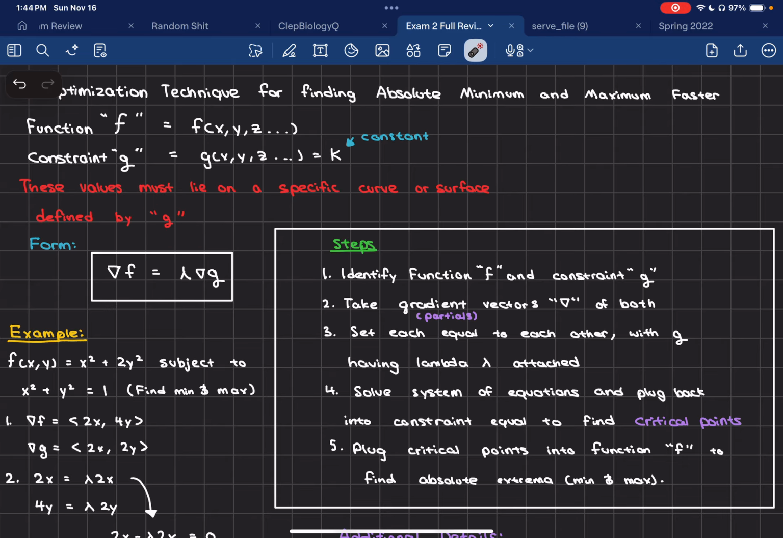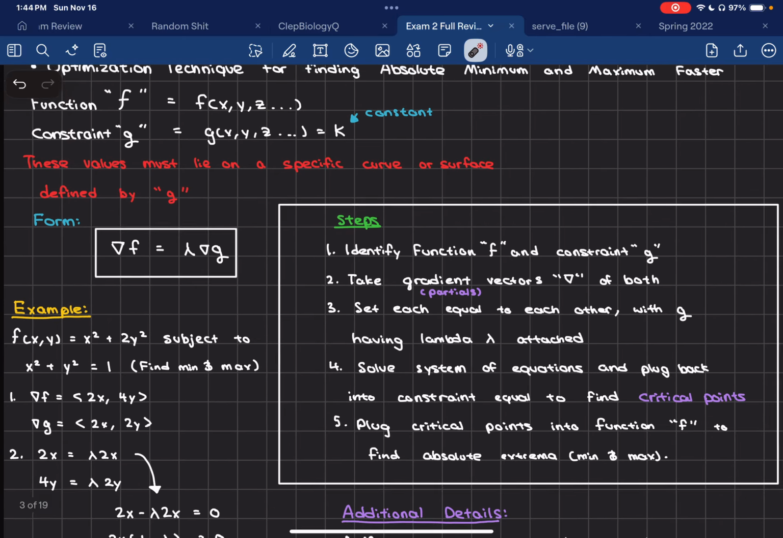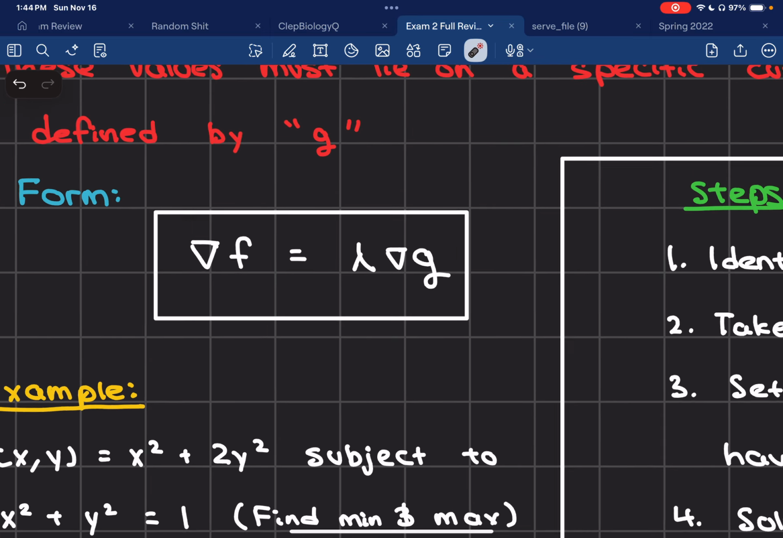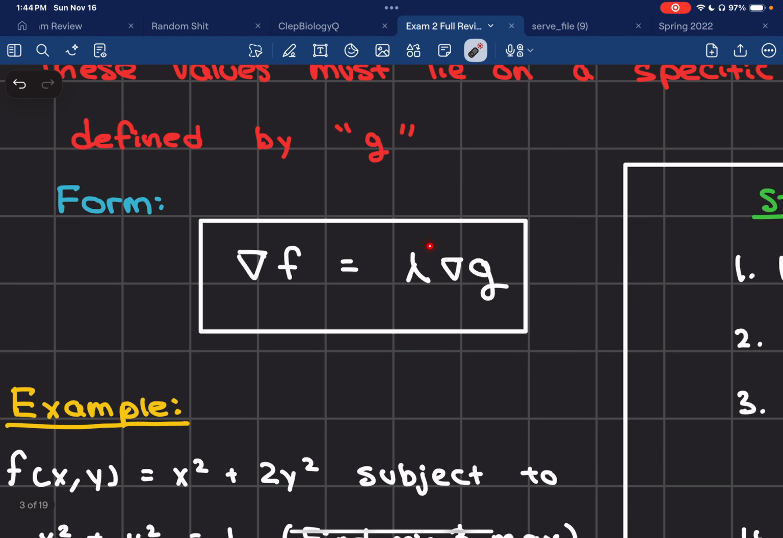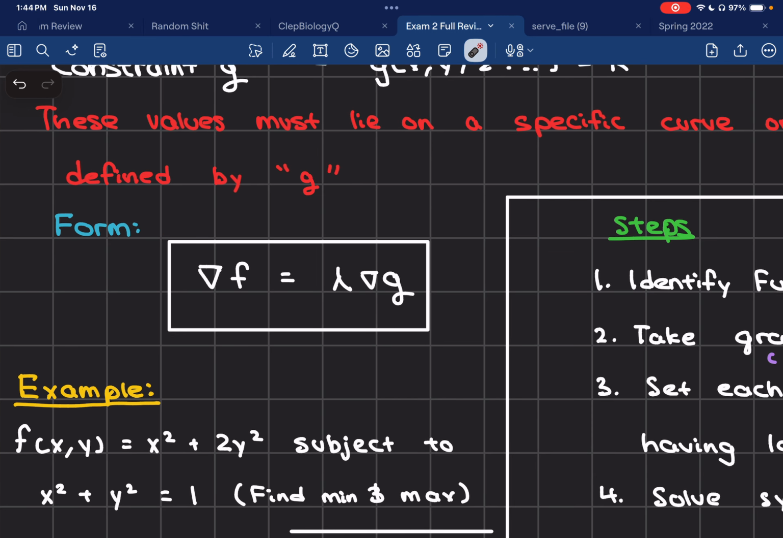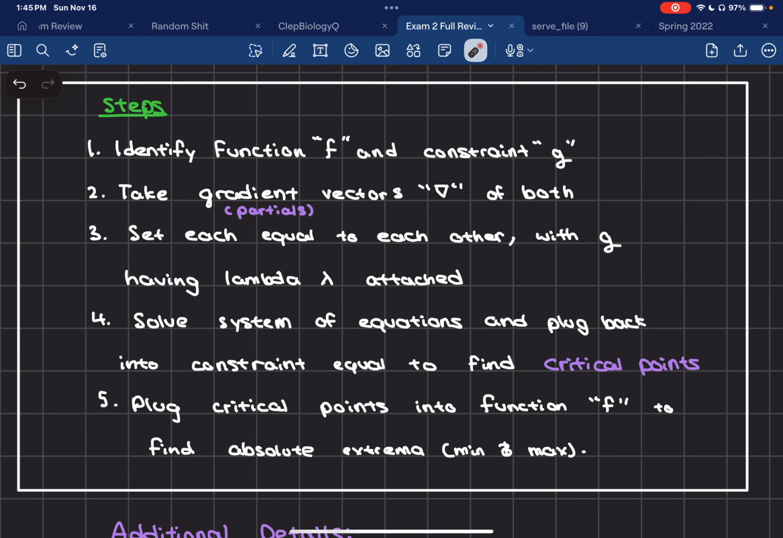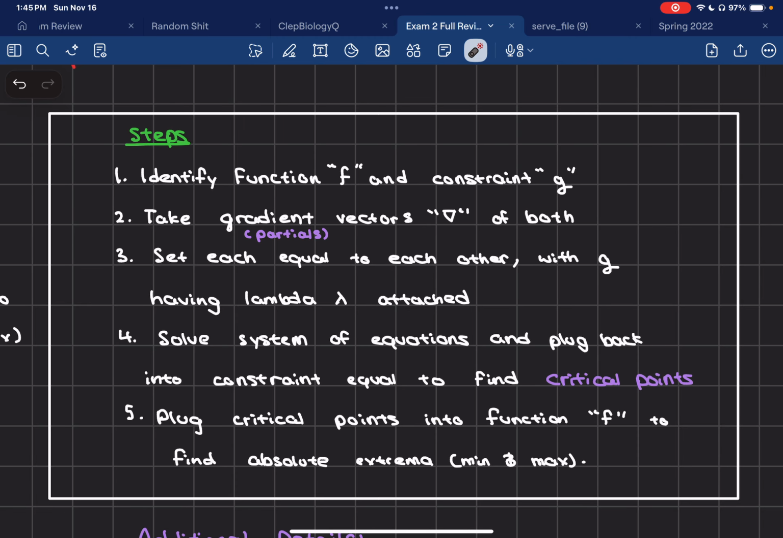Okay, so before I get into solving it, you should know this form right here. This is the form that all of these questions will eventually turn into, which is that the gradient of the f function will be equal to any constant lambda multiplied by the gradient of the g constraint. So how do you solve these? Well, here are the steps right here. You can take a screenshot. The first step is to identify which is your function f and which is your constraint g.